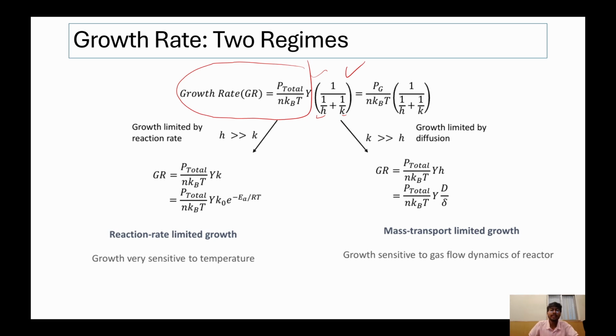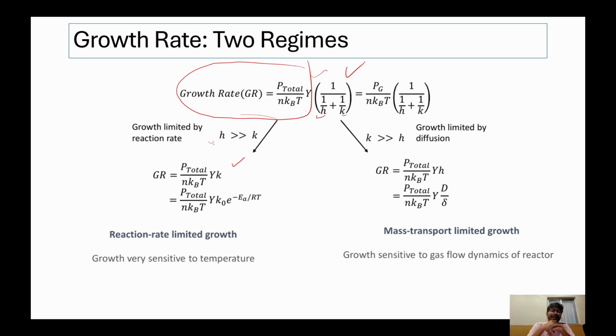Okay, so in that case, if H is very much greater than K, where H is nothing but Henry's constant, and that Henry's constant is giving you the diffusion of the gas through that stagnant layer or the boundary layer. So H is higher, that means diffusion is much faster than the reaction rate. In that case, this formula will get reduced to P2 in this form.